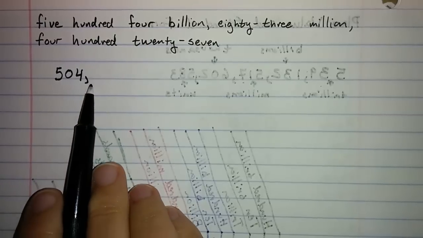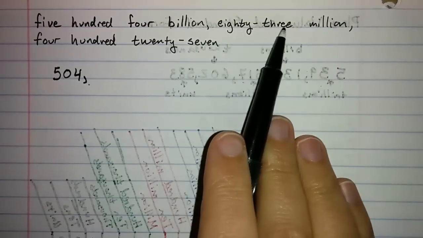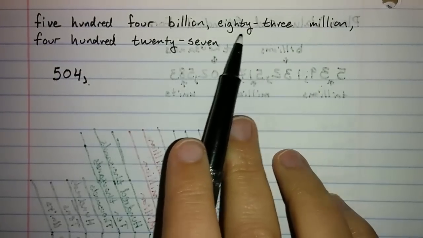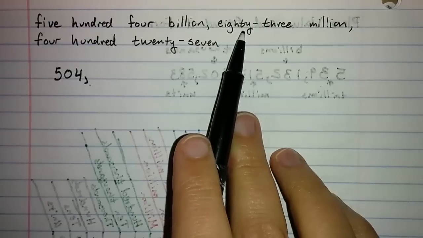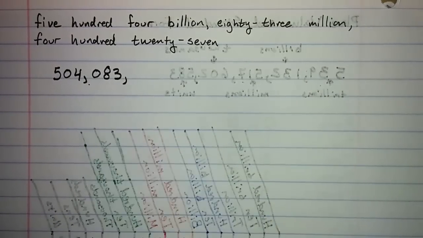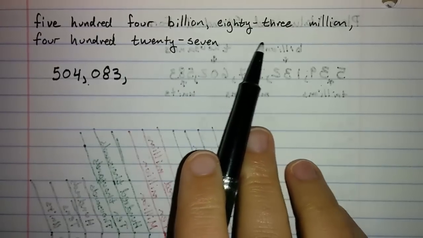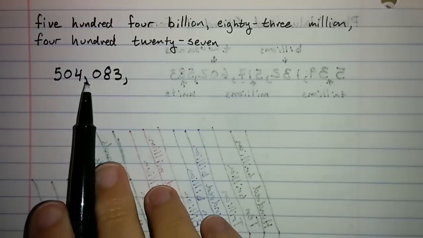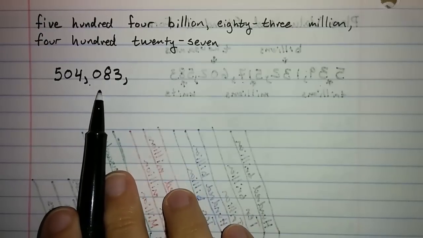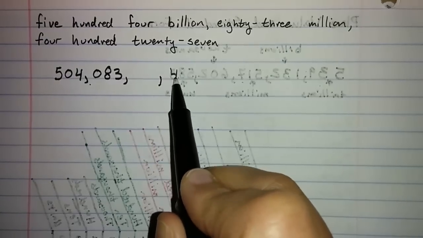So we'll put a comma. 83 million. Now we know we need 3 digits in the millions group. 83 is only going to give us 2 digits, but 83 is 083. So 83 million. 427. Not 427,000. So we have 504 in the billions group, 83 in the millions group, nothing in the thousands group, 427.